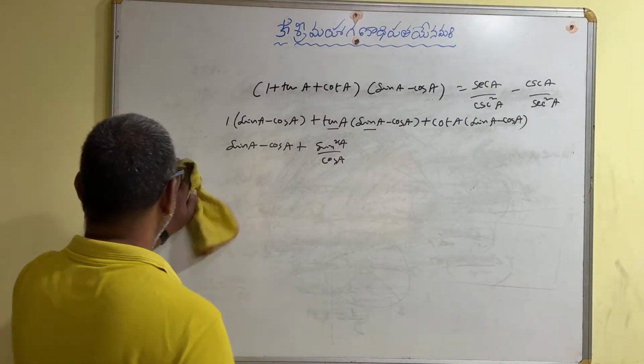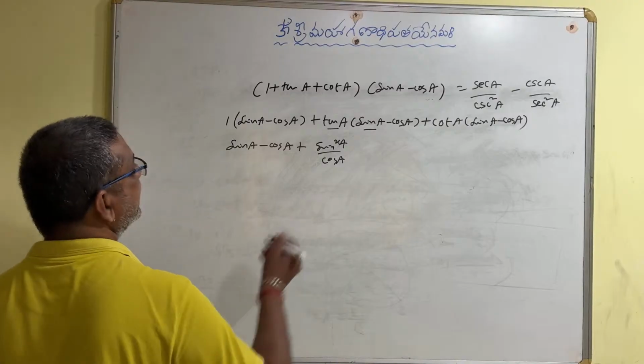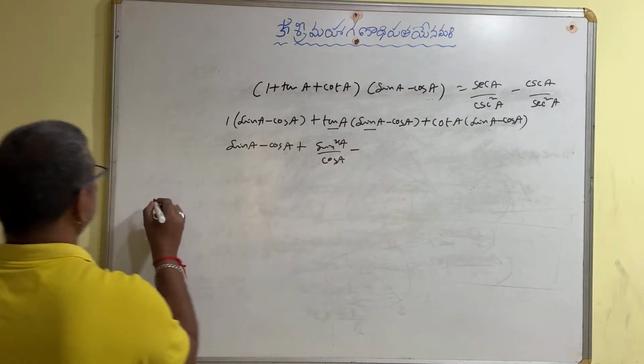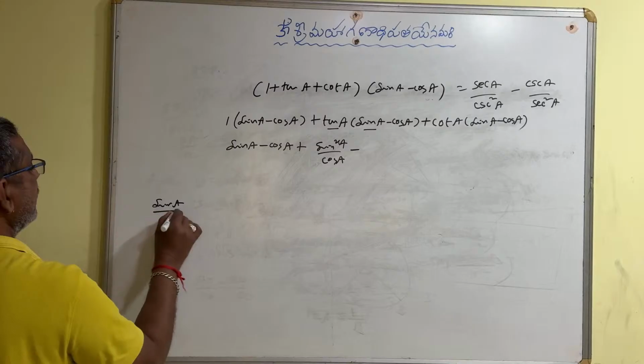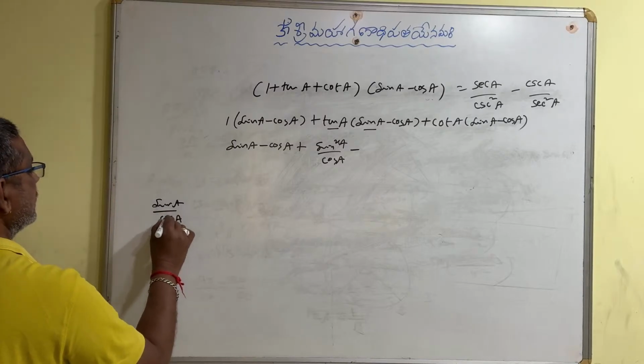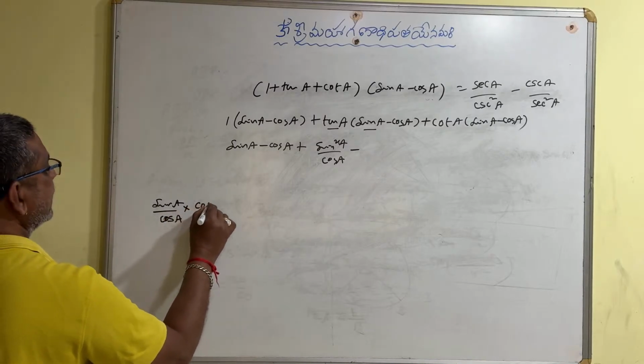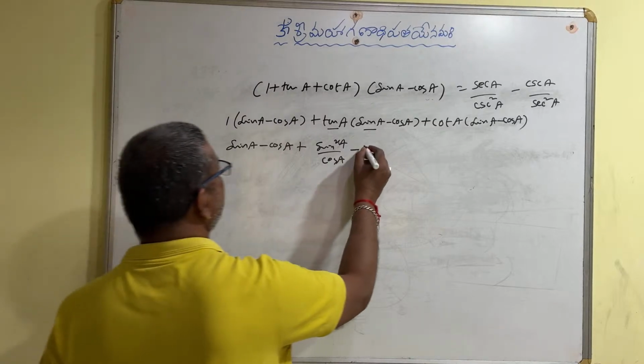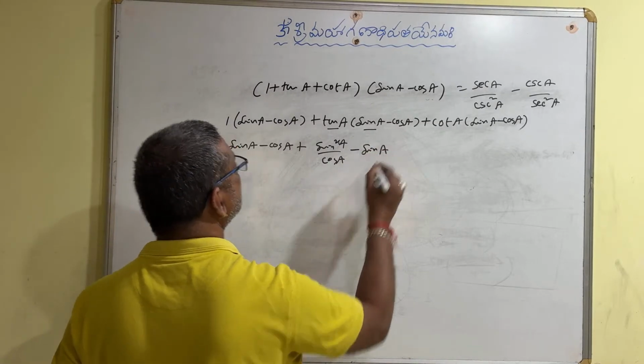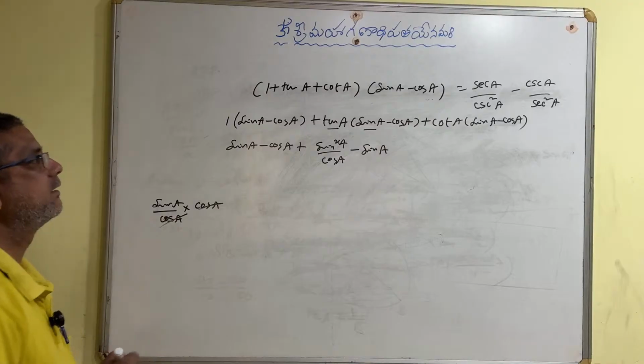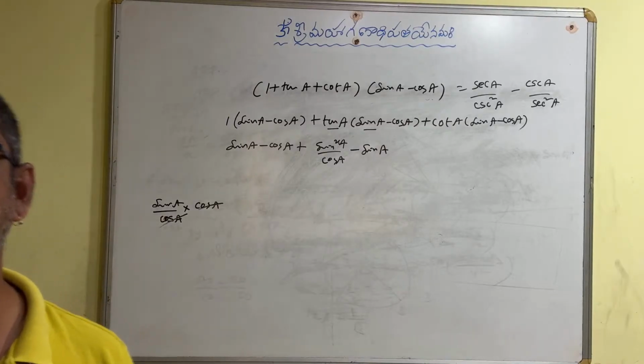Next, minus sin A by cos A into cos A. Cancel, minus sin A comes. Tan A into cos A, that is minus sin A.